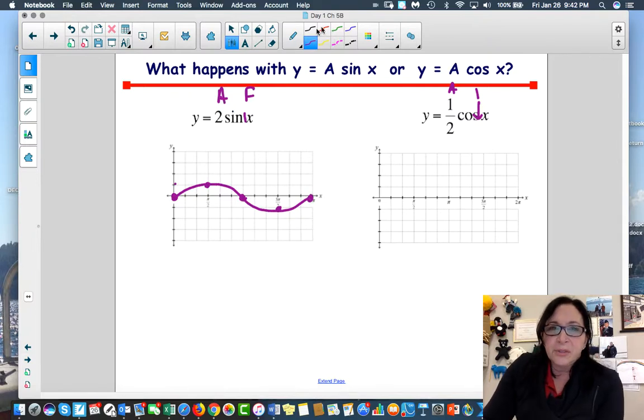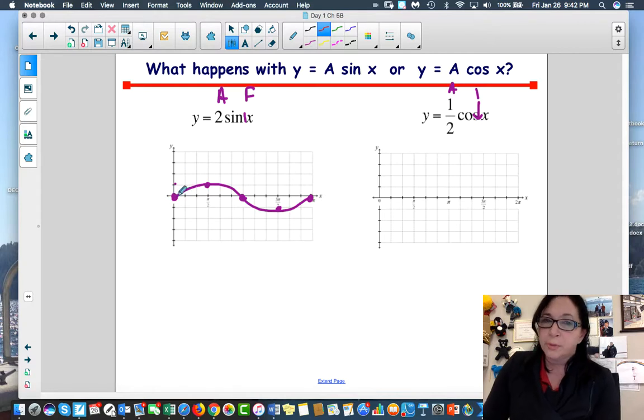Now, A is my amplitude. And what that means is it's kind of like you're multiplying by 2. So 0 times 2 is still 0, still 0, still 0. But 1 times 2 is 2. And if you think of it, that's my height. And negative 1 times 2 is actually negative 2. So really what my new graph is doing is it's going up, still going through 0, 0, and comes back up like this.